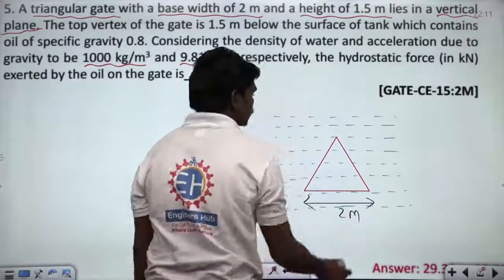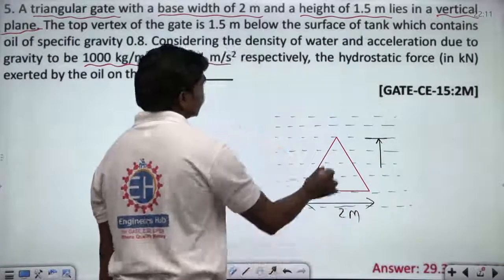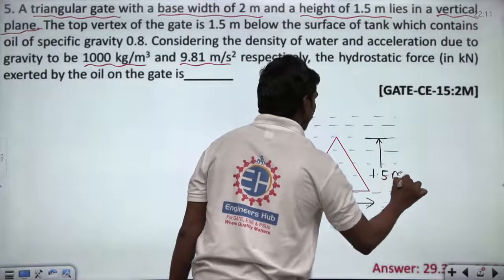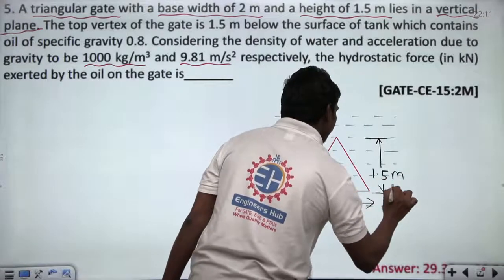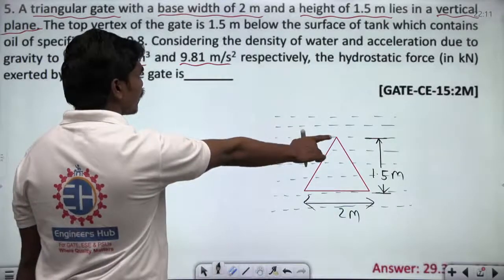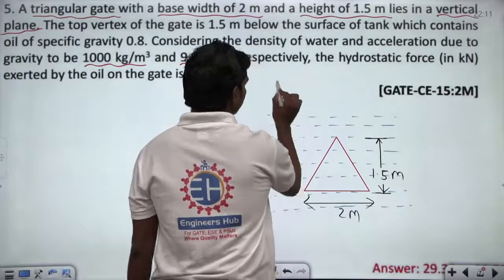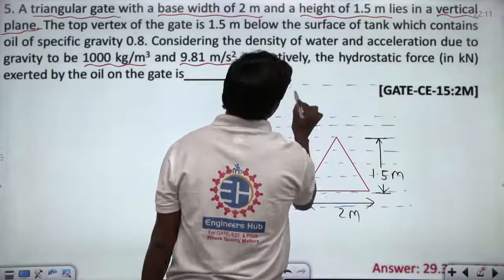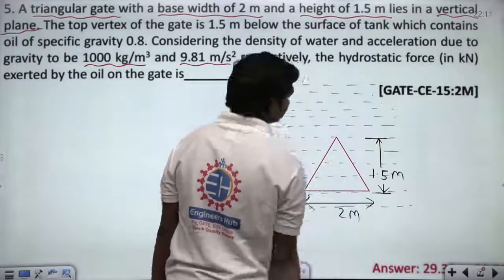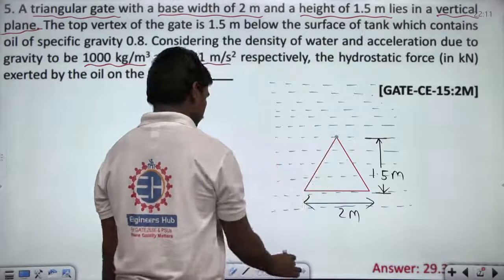Okay, and this height of this plate is 1.5 meters. If this is 1.5 meters, then the top vertex of the gate is 1.5 meters below the surface of the tank. So look here. Let us suppose we draw some extra expanse of fluid, because I just want to show the diagram to scale at least. So if this is 1.5, it's also clearly given the top vertex.